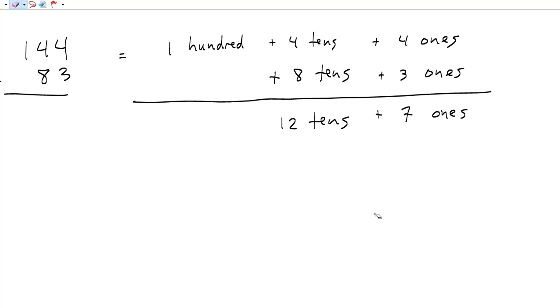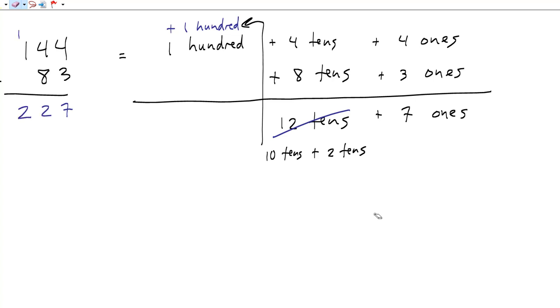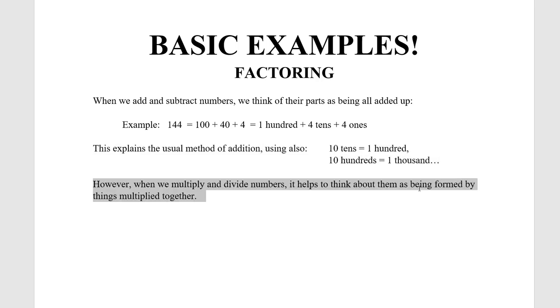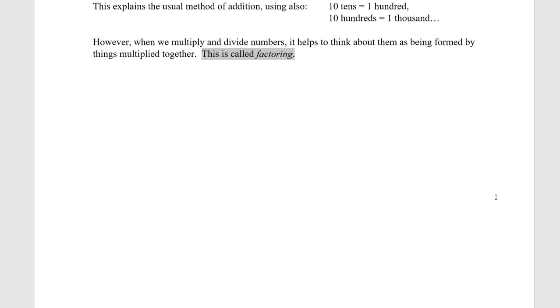So you can take those 10 tens, turn them into 100, and then in shorthand, you say 4 plus 3 is 7, 4 plus 8 is 12, carry the 1, and then you put your 2 down. Very, very simple. So that's how long addition works. And so when you're adding numbers together, you think of them as being added. However, when we multiply or divide numbers, it's really, really useful to be able to think of them as things multiplied together. And this is called factoring.